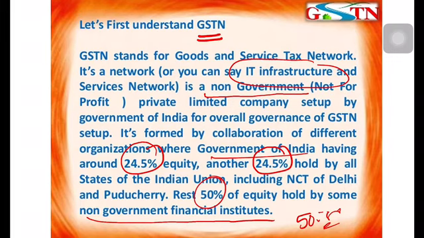Okay, so earlier, actually there is a mistake also. This is 51%, because what does 24.5 come to for you? It comes to 49. The rest of the 51% equity is with the non-government financial institutions.